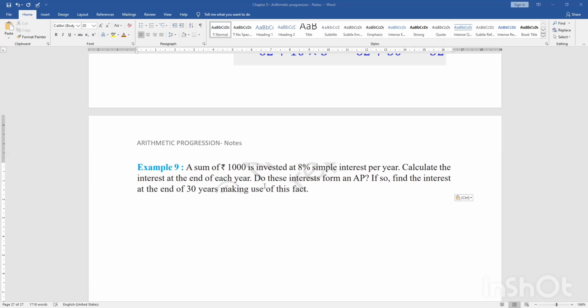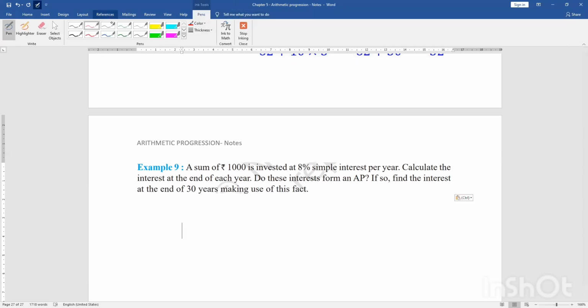Now, what is given in this? So we know the principal, right? Principal is going to be 1000 and then the rate of interest is 8%, right, children? So this is the principal, and this is the rate of interest, per year mentioned. Per year means take the year as 1.